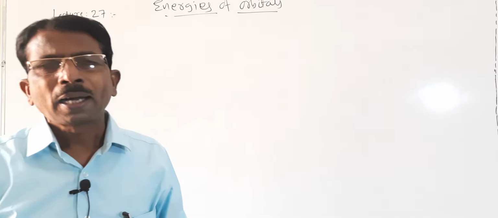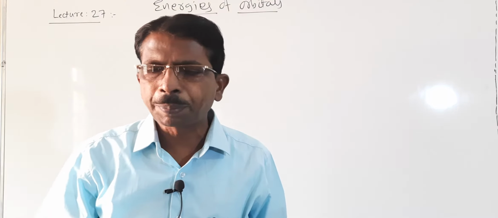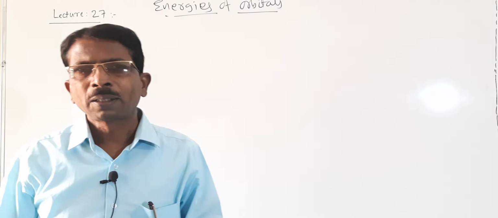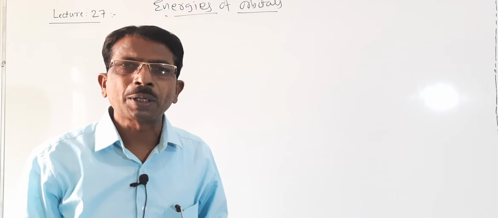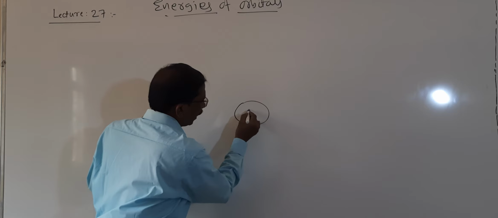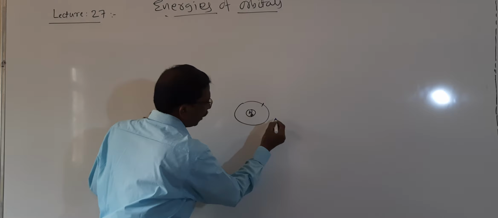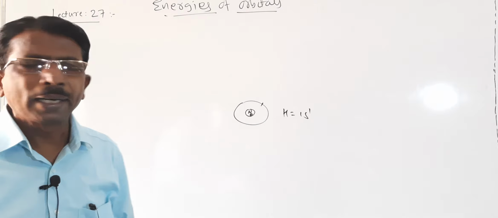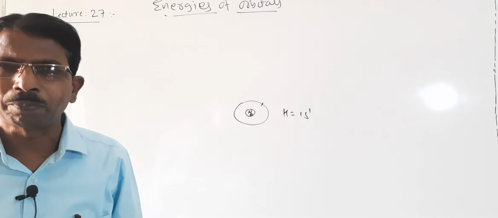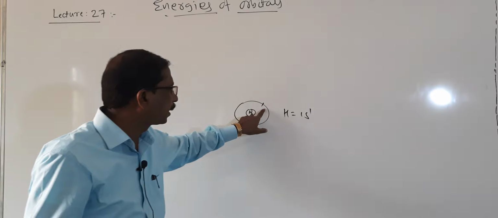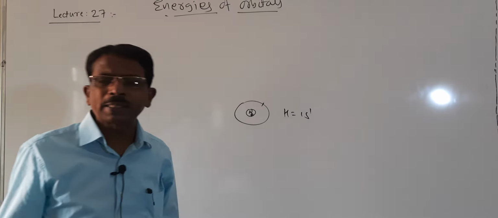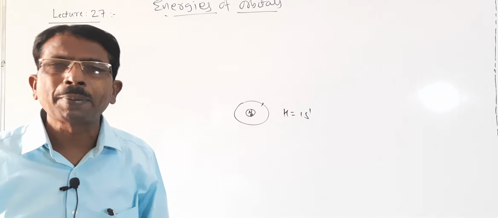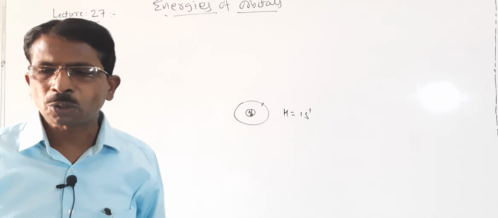The energy of the electron which is present in the hydrogen atom is determined only by using the principal quantum number, because hydrogen has only one electron. Therefore, the energy of the electron present in the hydrogen atom can be determined by using only the principal quantum number, because it has only one electron.